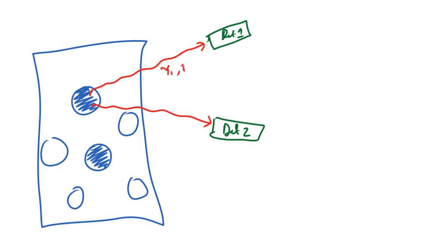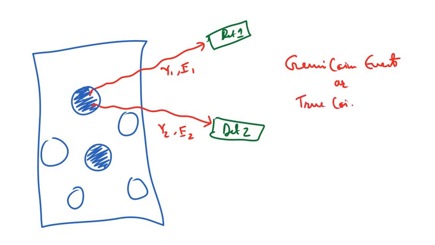So this is gamma 1 with energy E1, this is gamma 2 with energy E2. The thing is that they are genuine coincidence events, or true coincidence events. So how do we record this? This is being recorded in detector 1, this is being recorded in detector 2. Then how am I going to correlate them? You understand? This is the issue.